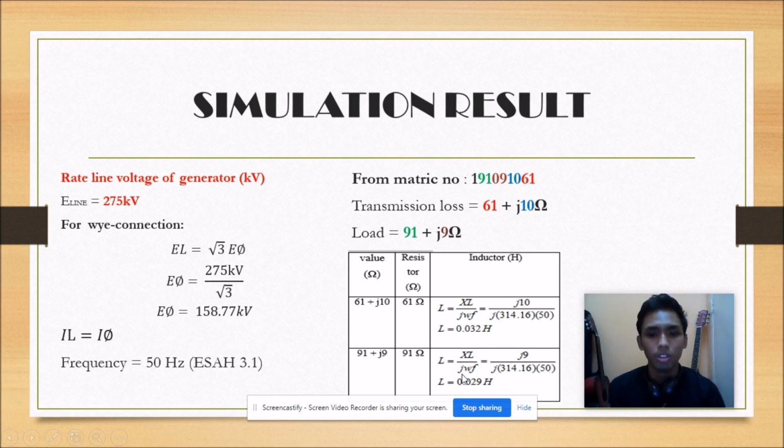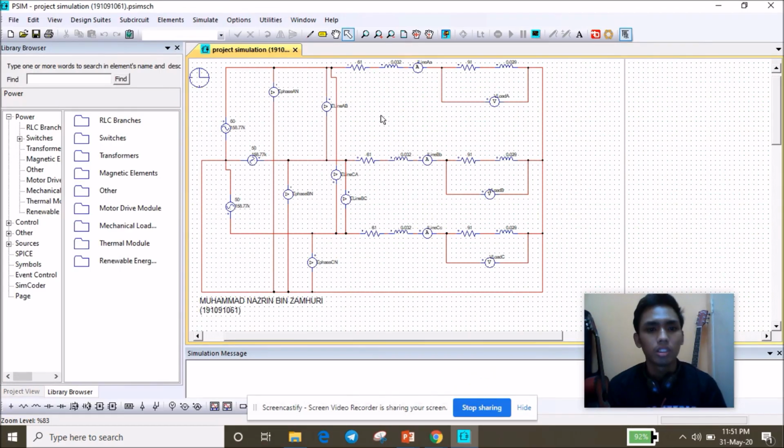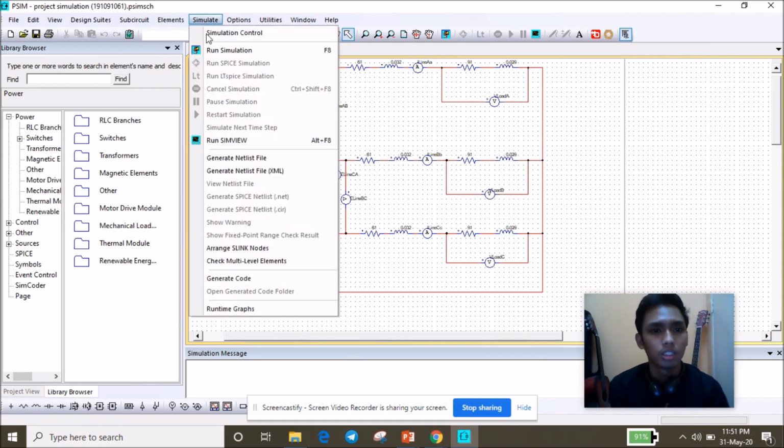Here is my full circuit for this type of Y connection. This is for transmission loss and this is for the load. This is the Y connection, and I put 158.77 kilovolts for this voltage, the phase voltage. Okay, I will simulate this circuit.